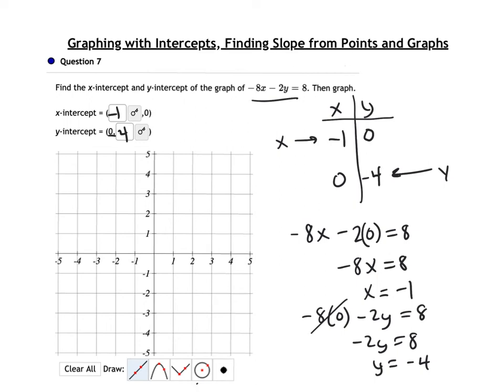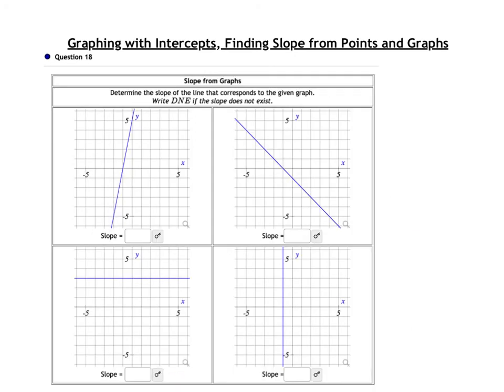Plot those 2 points, an x-intercept of negative 1 and a y-intercept of negative 4. Draw your line, and you've got it. We haven't talked about horizontal or vertical lines yet in this video. We'll do that in just a second here. Let's first of all finish the first two.